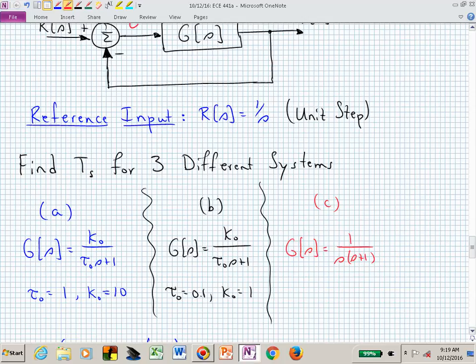But there, the time constant is 1/10 of a second, and the gain is 1. The DC gain is now 1, but the ratio of the time constant to the gain is the same in A and B. Okay, just trying to get a feel for what we have. And now for C. That one's completely specified. There's no variables in that one.